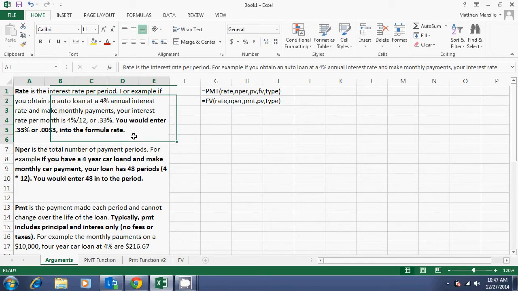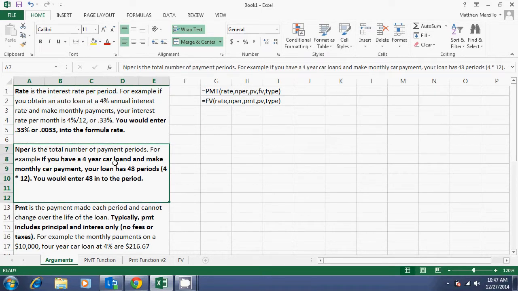So that's the rate. NPER is pretty easy. It's the total number of payment periods, right? So if you have a 4-year car loan, and you're making the payment monthly, you're going to be paying 12 times 4, so you're going to have 48 periods, or the NPER argument would equal 48, right? Pretty simple there. Just making sure you're multiplying the number 4 by the 12 months.